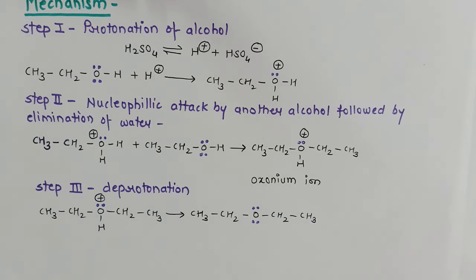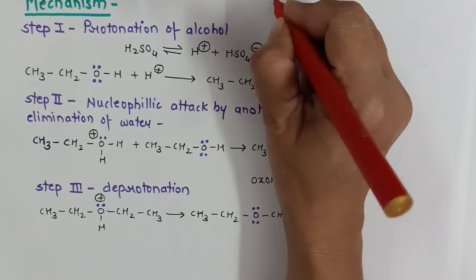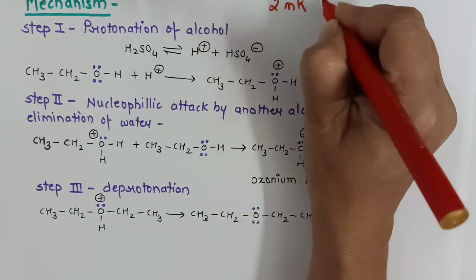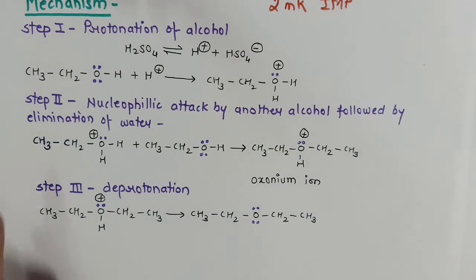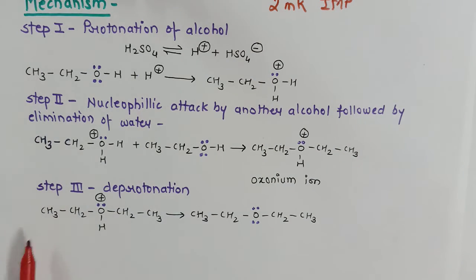Till now we have seen different mechanisms. We have seen preparation of alcohol from alkene, the conversion of alkene to alcohol, and this is the next mechanism, conversion of alcohol to ether. Again, it's an important question for 2 marks. One of the mechanisms is a sure question in your board exams. Again, this mechanism will proceed in 3 steps.